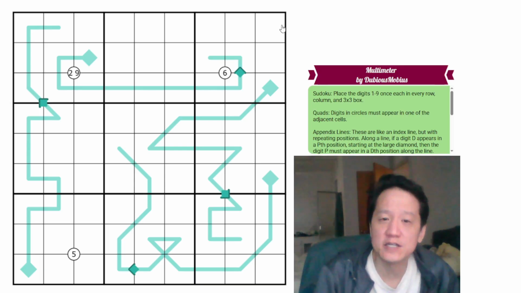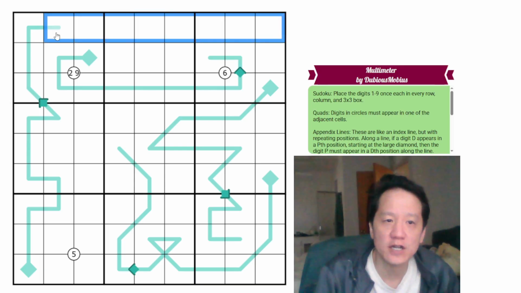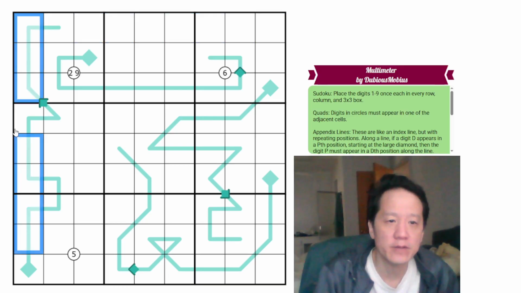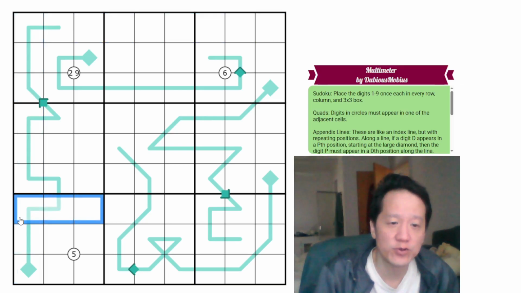Sudoku: place the digits 1 through 9 once each in every row, column, and 3 by 3 box.